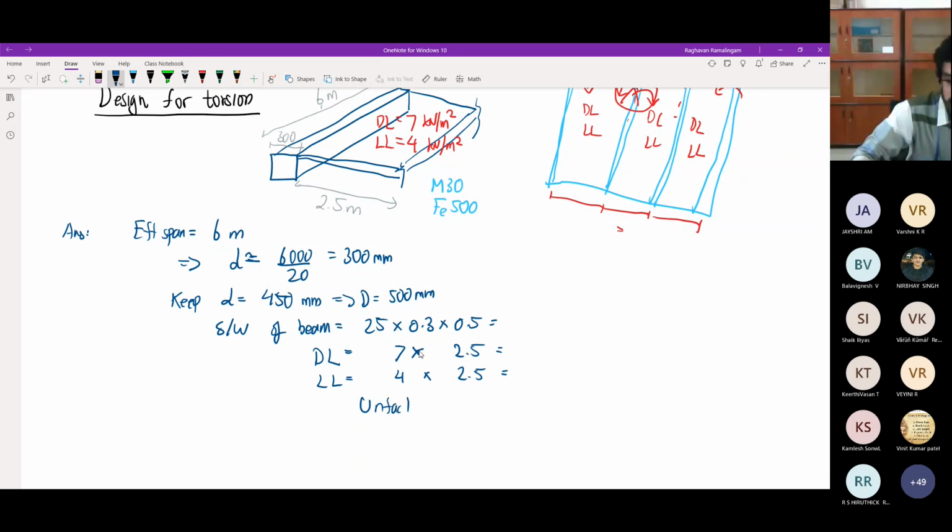So unfactored load equals how much? Just multiply all these, add all of them, give me one by one. What is the first one, self weight of the beam? 3.75. Sorry, 3.75, okay. Dead load? 17.5.